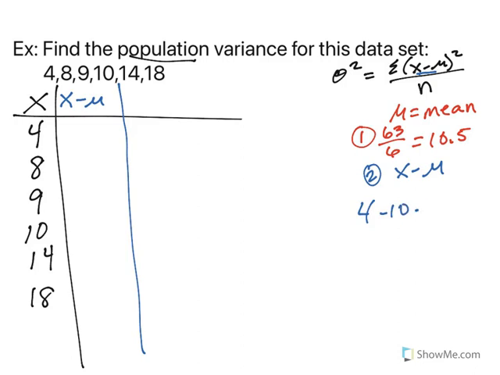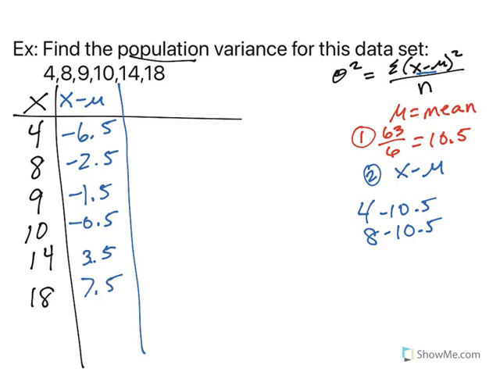So I'm going to take every x value and subtract 10.5. So 4 minus 10.5 is negative 6.5. 8 minus 10.5 is negative 2.5. 9 minus 10.5 is negative 1.5. 10 gives me a negative 0.5. 14 gives me a 3.5. And 18 gives me 7.5. Now, if you add the deviation column, it should always equal 0. Okay, and it does. So we're good there. All right, so that's step 2.